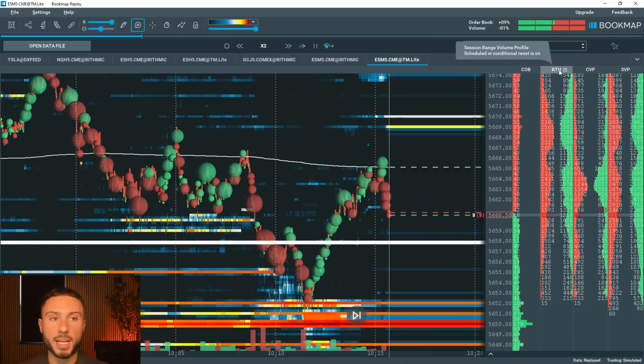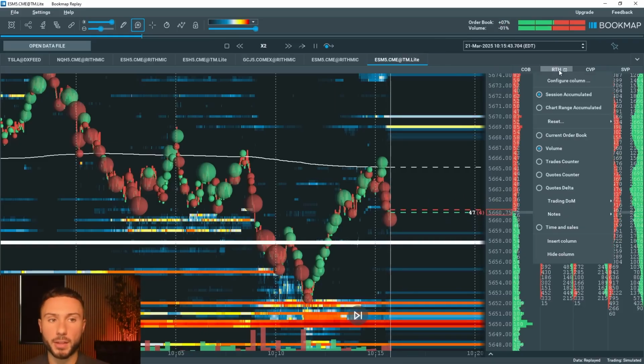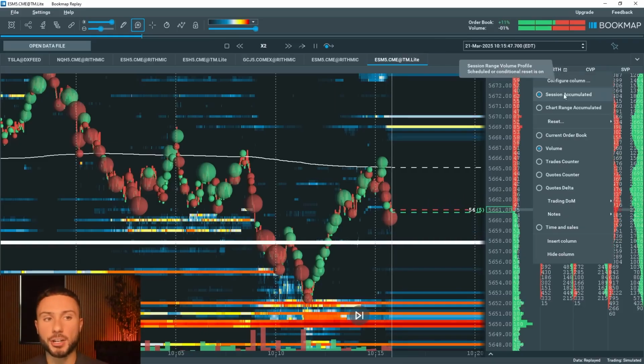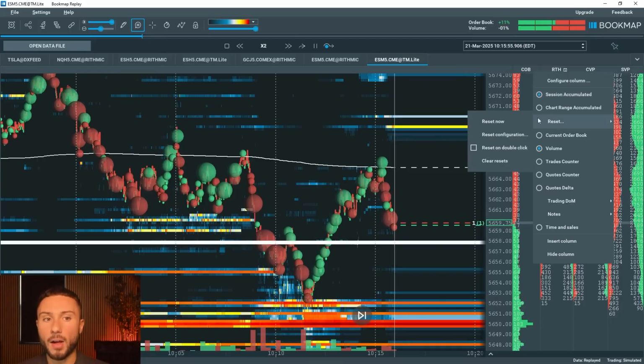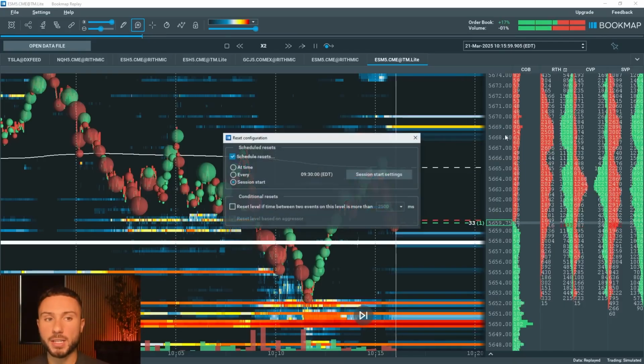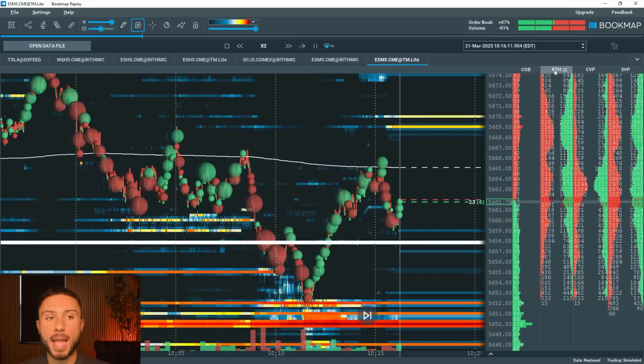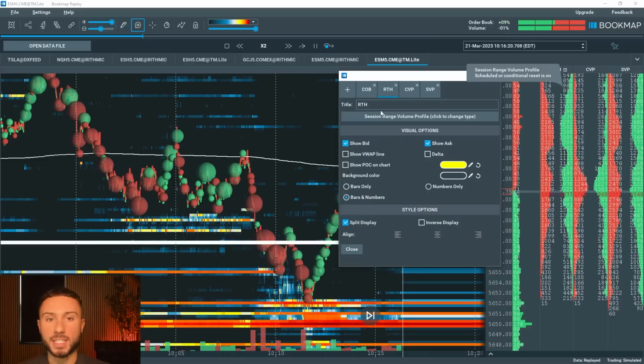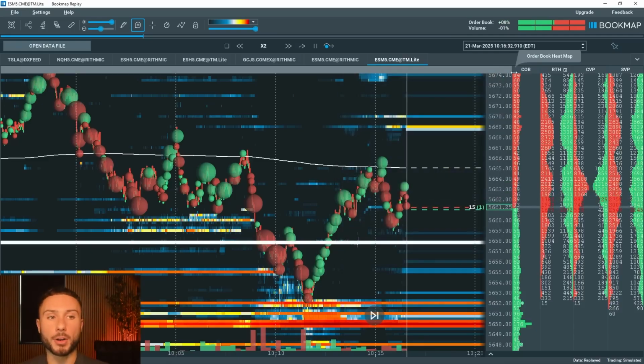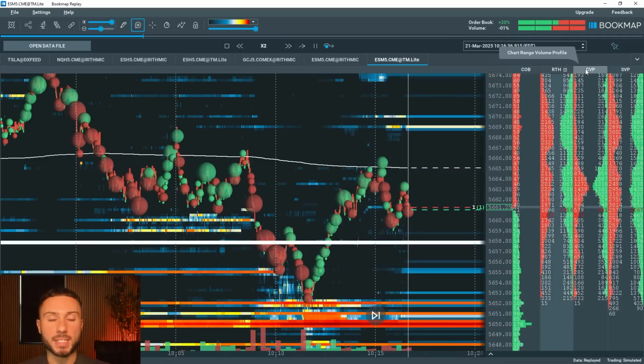The first one is RTH, which, if I right-click this column, is just a session accumulated volume profile. I go into the reset column, reset configurations, and I reset this at market open at 9:30 a.m. Eastern time. And I rename this RTH because it is a regular trading hours session volume profile that just resets at market open.